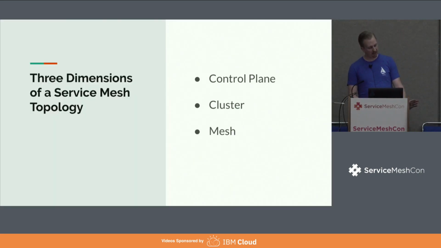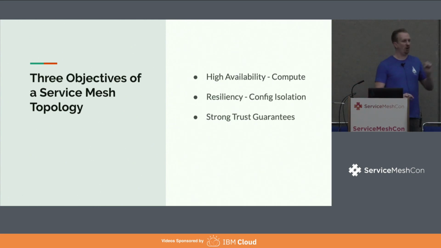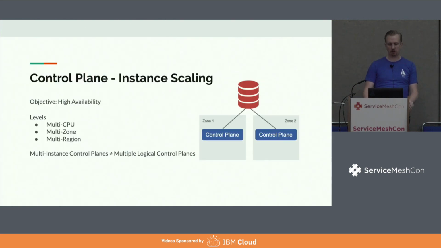I'm going to propose that we think of service mesh topology in 3 primary dimensions. You need to think about how you're going to scale your control plane, how you're going to scale your clusters, and how you're going to scale your meshes. And we're going to talk about these not as architectural primitives, but as means to an end, ways to implement the 3 goals that we have in mind with service mesh, which is going to be high availability for your app, making sure that it's running on compute in many places, resiliency for your app. Is it hard to break this thing? And strong trust guarantees. So let's get started talking about the control plane.